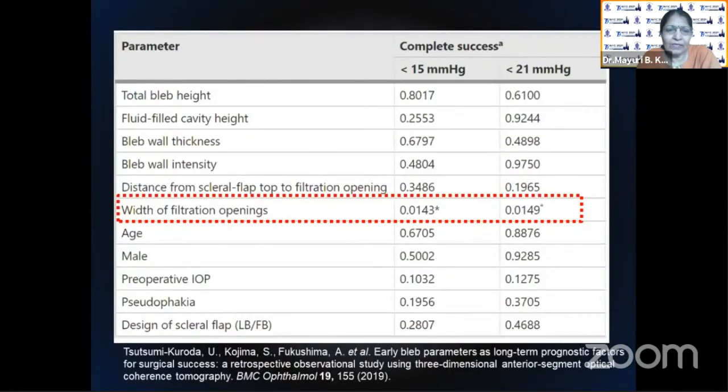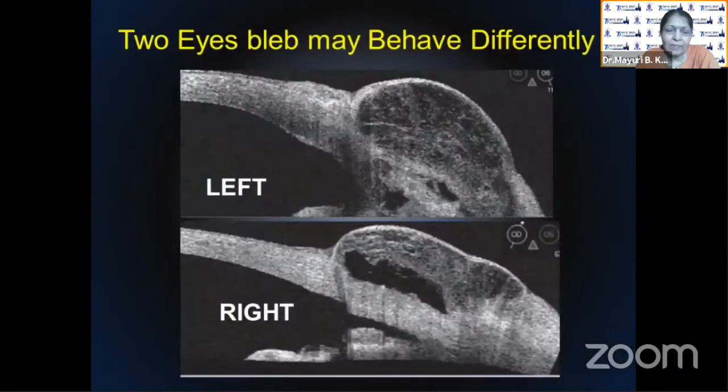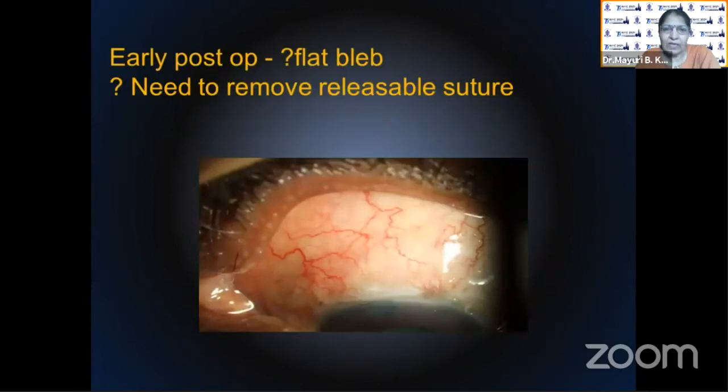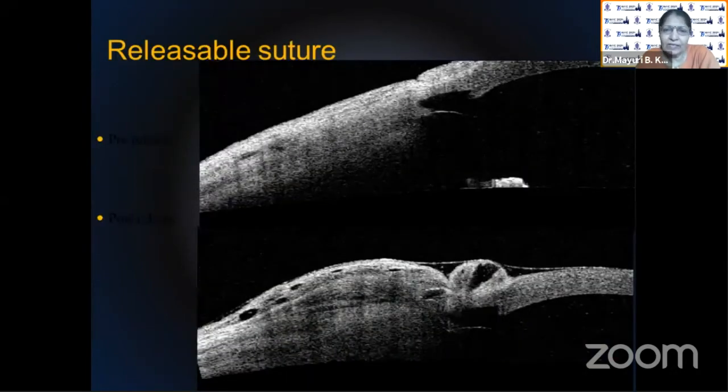Another study, a Japanese study, has shown results, and they have predicted that the width of the filtration opening can also be affecting the success rate. Again, remember that two eyes' blebs may have behaved differently, as shown in this patient. And this is a case where you have seen that there is a flat bleb. So are we going to do something for this? And the IOP is showing a rising titer.